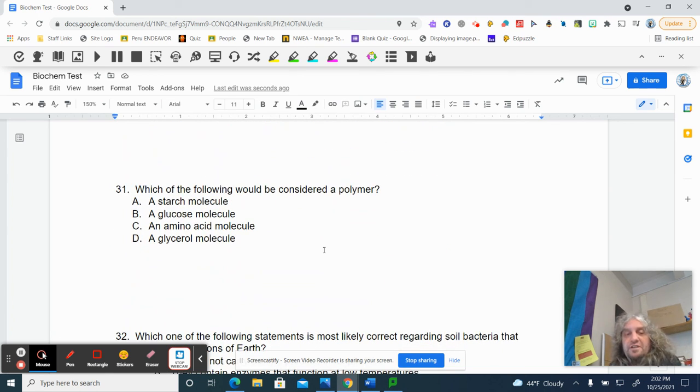Question 31. Which of the following would be considered a polymer? A. A starch molecule. B. A glucose molecule. C. An amino acid molecule. Or D. A glycerol molecule.